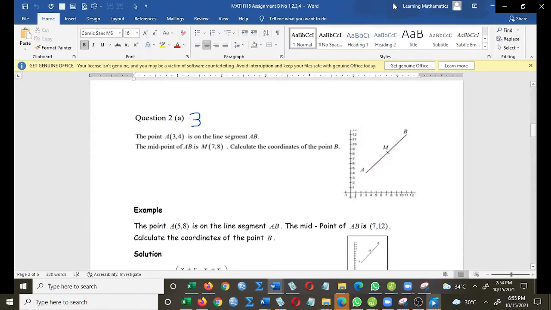The point 3,4 is on the line segment AB. The midpoint of AB is 7,8. Calculate the coordinates of point B. And here you have an example.